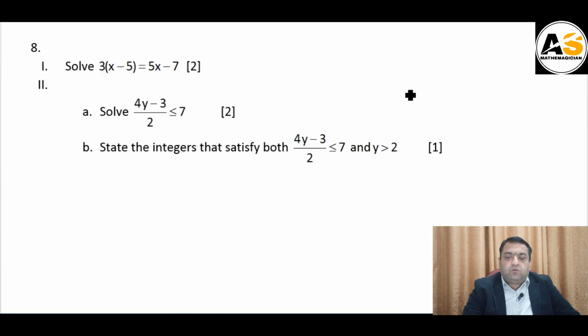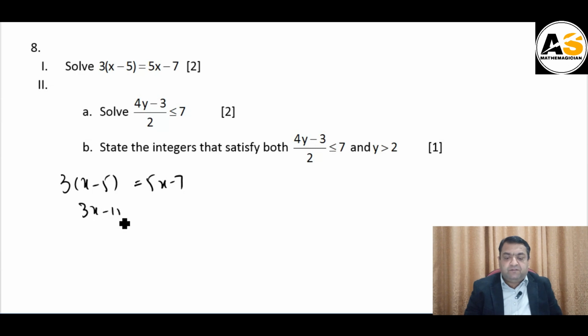Next, the last question for today. We have to solve this inequality. 3 times x minus 5 is equal to 5x minus 7. This is not an inequality, this is an equation. 3x minus 15 is equal to 5x minus 7, minus 8 is equal to 2x, x is equal to minus 4.